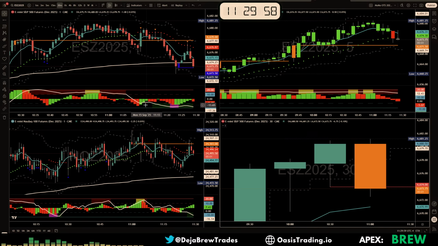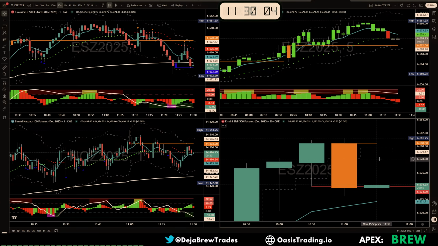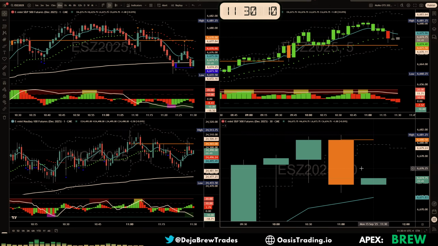I think there was a very small bull div there, but it's a tiny bull div here. Very hard to see. Okay, so that ended up not being a sweep. They protected it from being a sweep, just barely.